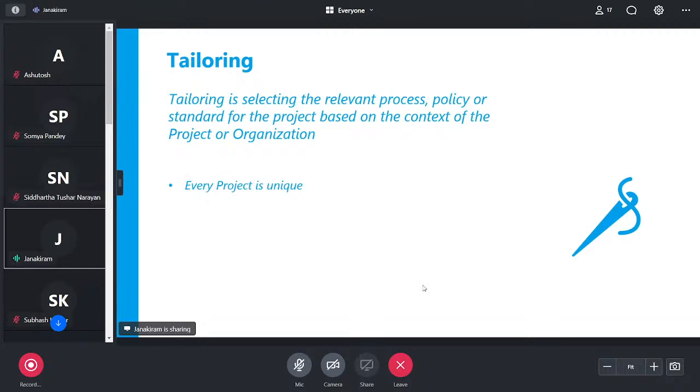Every project is unique, right? And by definition in PMI, projects are unique. If you are doing something repetitive, it is not considered a project, rather an operation. You can tailor the methodology. Your project may suit the classic waterfall, or it may suit the adaptive agile methodology. You can tailor the standards, the procedures. So that's about tailoring.